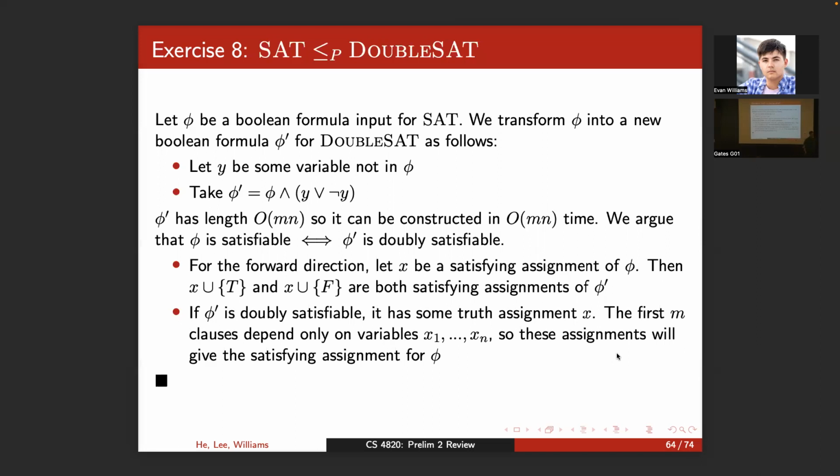And we claim that if phi is satisfiable, then this phi prime is doubly satisfiable, right? That's because we can assign y to either true or false, and that last clause will be satisfied. So if our first thing was satisfiable, then we have 2 truth assignments, one where y is true, one where y is false. And if our first thing was not satisfiable, then it doesn't matter that y is always true. The first thing is not satisfiable, so our CNF is not satisfiable. Okay.